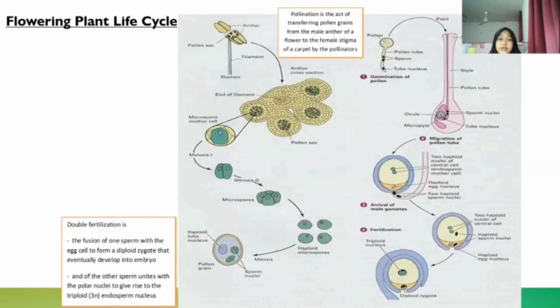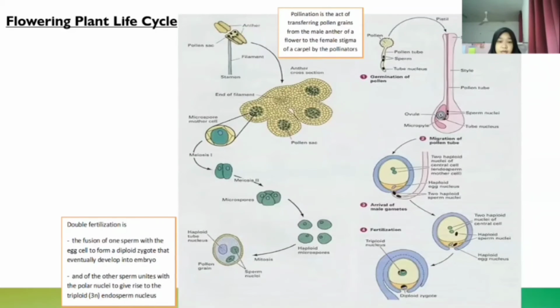The fate of the tube cell nucleus is that it will disintegrate after the pollen tube has reached the ovule. At the same time, the generative cell migrates to enter the ovary through the pollen tube.